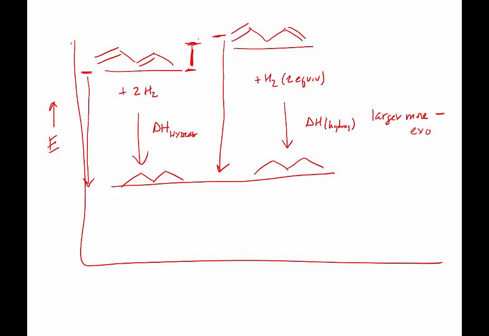And I'm not getting into the exact number of kilojoules or kilocalories per mole, because quite honestly, you don't care at this point. You just know that there's a difference. Even if you knew the difference, what does that mean? So we're just going to say, okay, conjugated is more stable than non-conjugated or isolated. But this is how we can actually determine how much more or less stable a molecule is, by hydrogenating it and measuring the heat of the reaction.